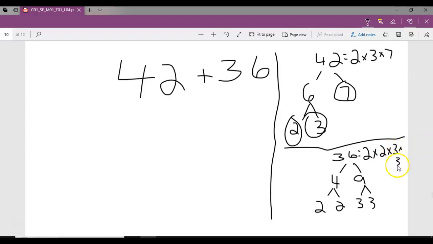All right, now to figure out what my greatest common factor is, I'm going to look for the prime factors that show up in both numbers. Switch colors here. So I have a 2 here, I have a 2 here, and a 2 here. I have a 3 here. I also have a 3 here. I have a 7 up here, but I don't have a 7 down here. So I'm going to see what I circled or underlined in both numbers, and it's 2 times 3. So my GCF, my greatest common factor, is going to be 2 times 3, or 6.